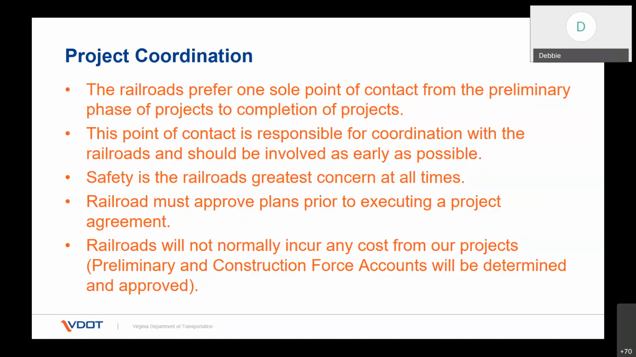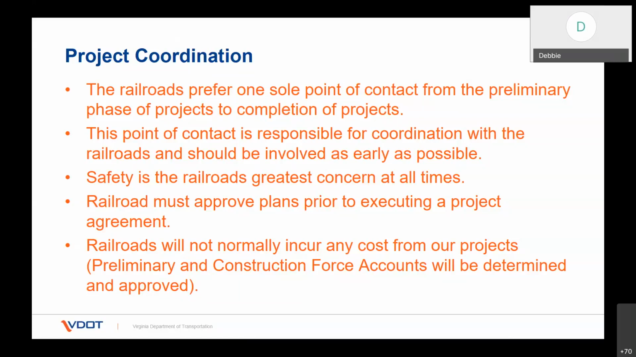This person needs to be involved as early as possible. As soon as you know that you're going to have a rail project somewhere, you may not even have plans yet, but this point of contact needs to be involved, and they need to start reaching out to the railroad and getting the railroad on board with your project. Of course, as I stated with the slide that I showed you, safety is the railroad's greatest concern at all times. That's when you're designing your project, and that's when you're constructing your project. The number one priority is going to be safety.